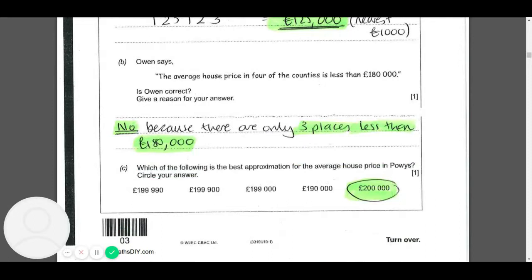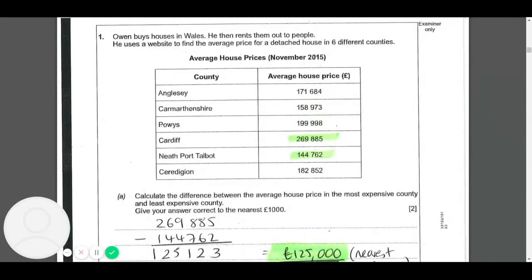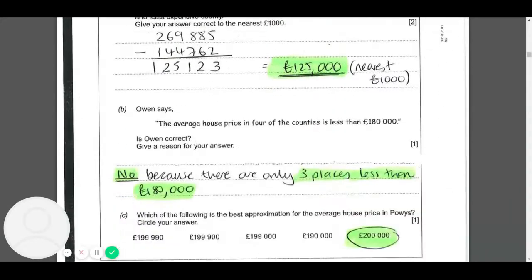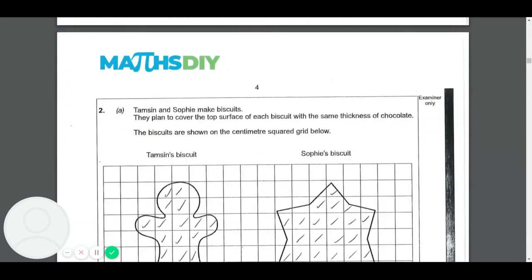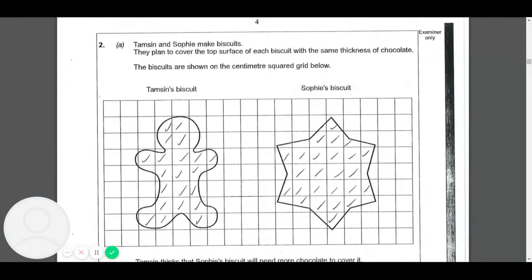Which of the following is the best approximation for the average house price in Powys? So let's have a look. Actual one is 199,998, and so this is only £2 off. All of these are further away. Okay, this is very close, but £8 off. This is the closest one. Even though it's not got any of the same digits, it's the closest one, so that's what you should be looking for.